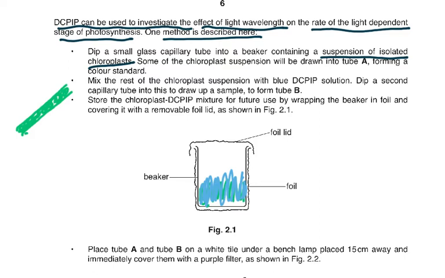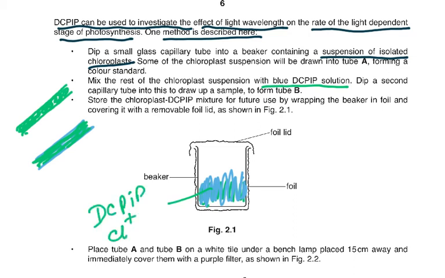And then you take another capillary tube and you draw this green and blue mixture into it. It's going to be a very dark blue mixture. It's not that light blue as I've drawn it here. So you mix the rest of the chloroplast suspension with blue DCP-IP solution. So this is chloroplast plus DCP-IP.